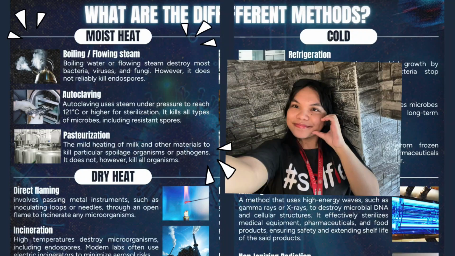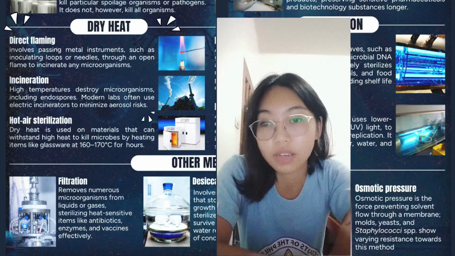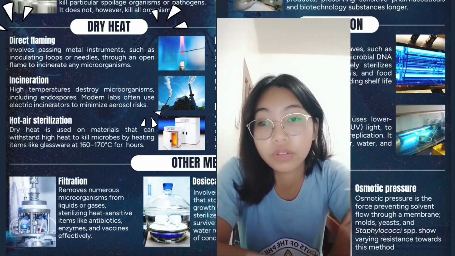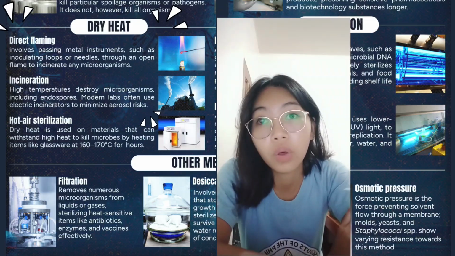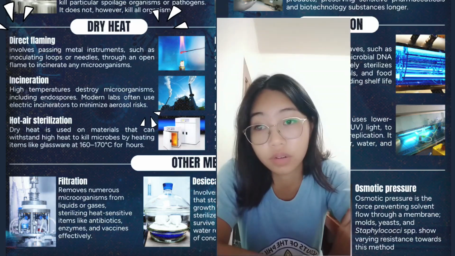Another is pasteurization, the mild heating of milk and other materials to kill particular spoilage organisms or pathogens. It does not, however, kill all organisms. The most common technique is direct flaming, which involves passing metal instruments such as inoculating loops or needles through an open flame, which then instantly incinerates bacteria and other microbes on the surface.